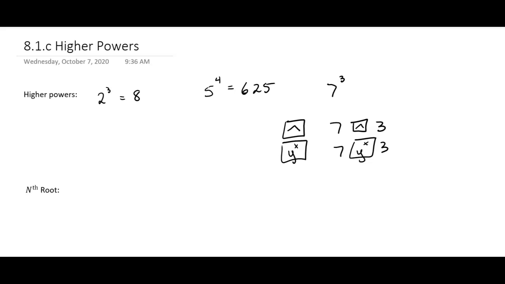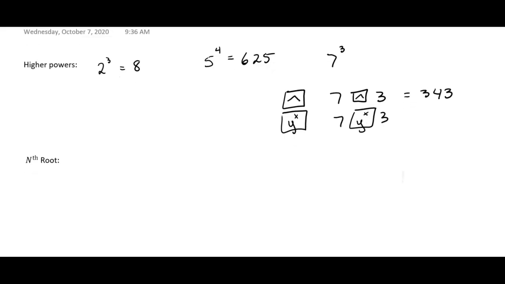So practice on your calculator. The answer here should be 343. Let me double check that, I don't want to lie to anybody. Okay, so 7 to the power of 3. Yep, 343. So practice a little bit of that with your calculator so you'll know how to use it.